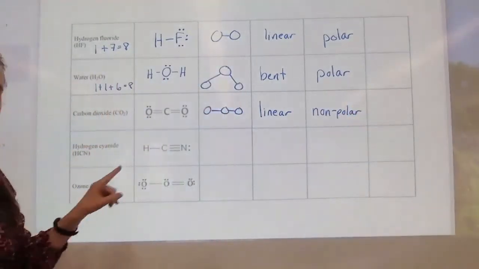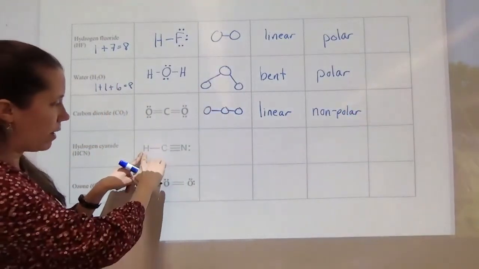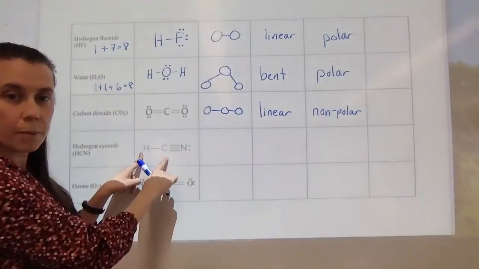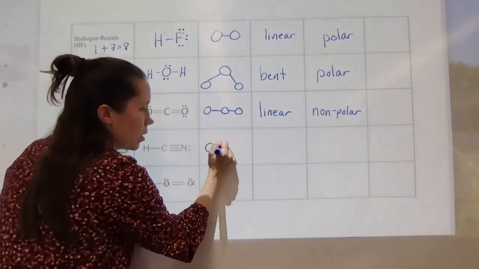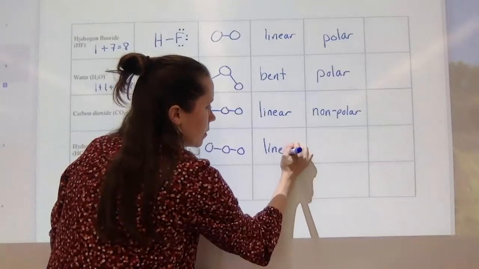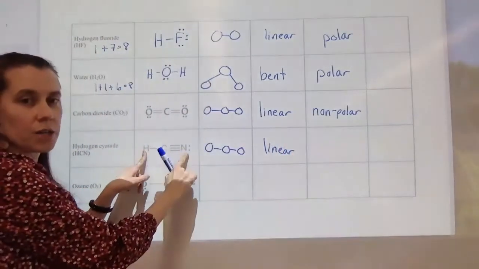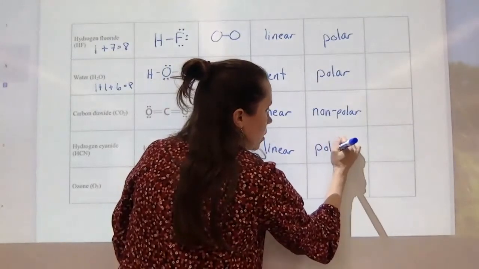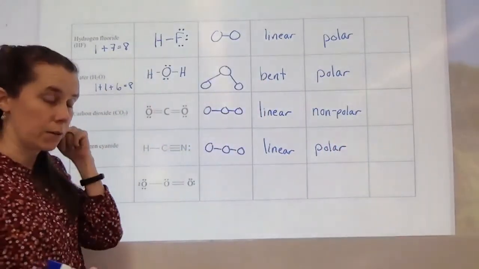All right, hydrogen cyanide, I gave you the structure for. We have a hydrogen on one side and nitrogen on the other. There are no dots on the middle atom. So again, it will be linear. Okay, and because the hydrogen and the nitrogen are different, the two sides are going to be different. So it's going to be polar, even though it's linear.